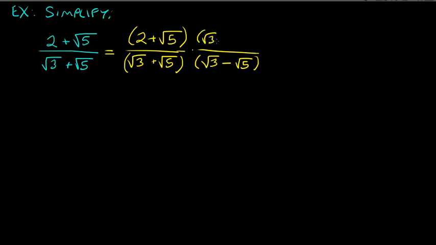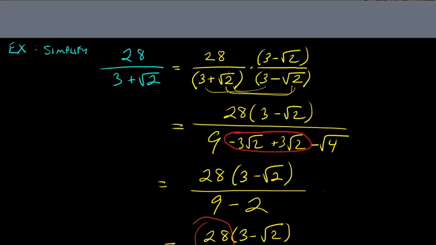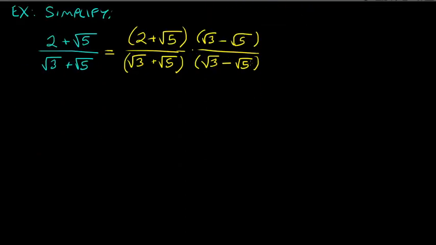So multiply the numerator by the same thing. Notice we're not doing the conjugate of the numerator. We're not doing 2 minus the square root of 5. It's always the denominator, right? It was in the previous problem. We only take the conjugate of the denominator. Okay? All right, so now we have to FOIL the denominator.